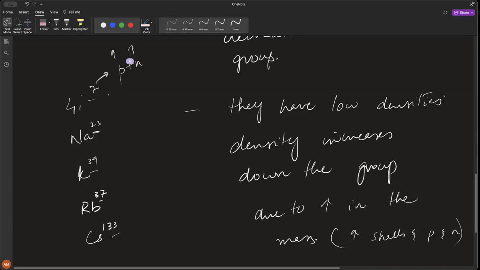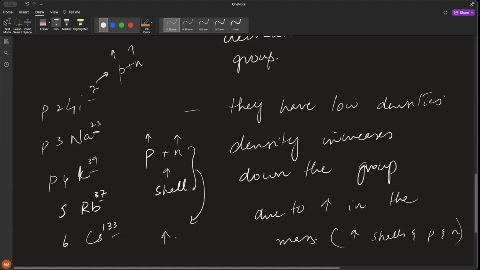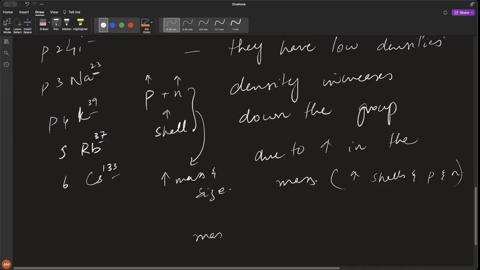What else is increasing? If you go down the group, this is period, period, period. As you're going down, the number of shells are increasing. So proton number is increasing, plus neutron number is increasing, plus shells are increasing. So all of this altogether increases mass and size, which is increasing the density. You understand this point?